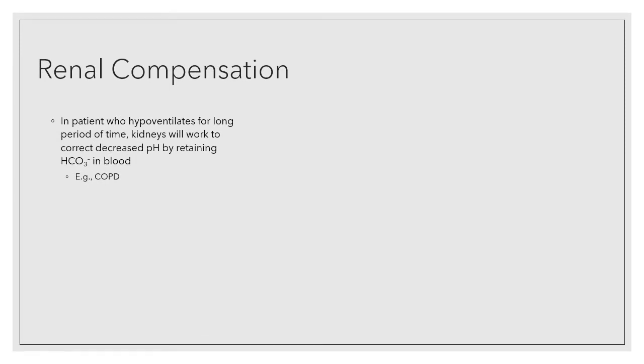Renal compensation. In a patient who hypoventilates for a long period of time, the kidneys will work to correct the decreased pH by retaining bicarb in the blood. For example, COPDers with chronic CO2 retention. Their bicarbs will be elevated on ABG when you do a blood gas.